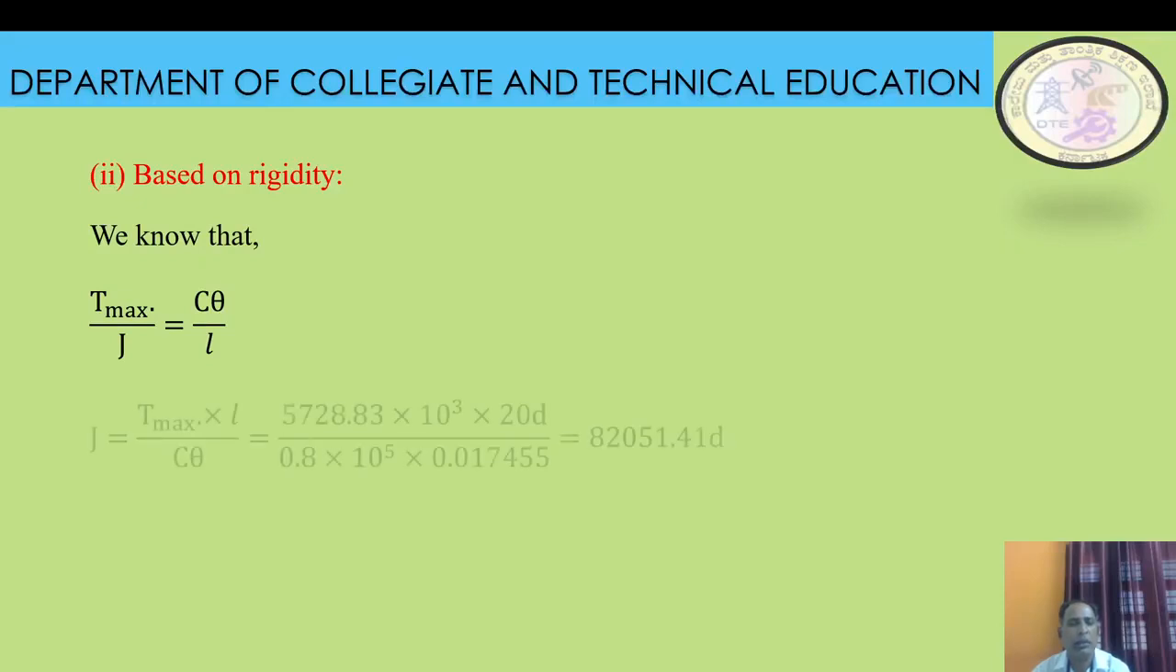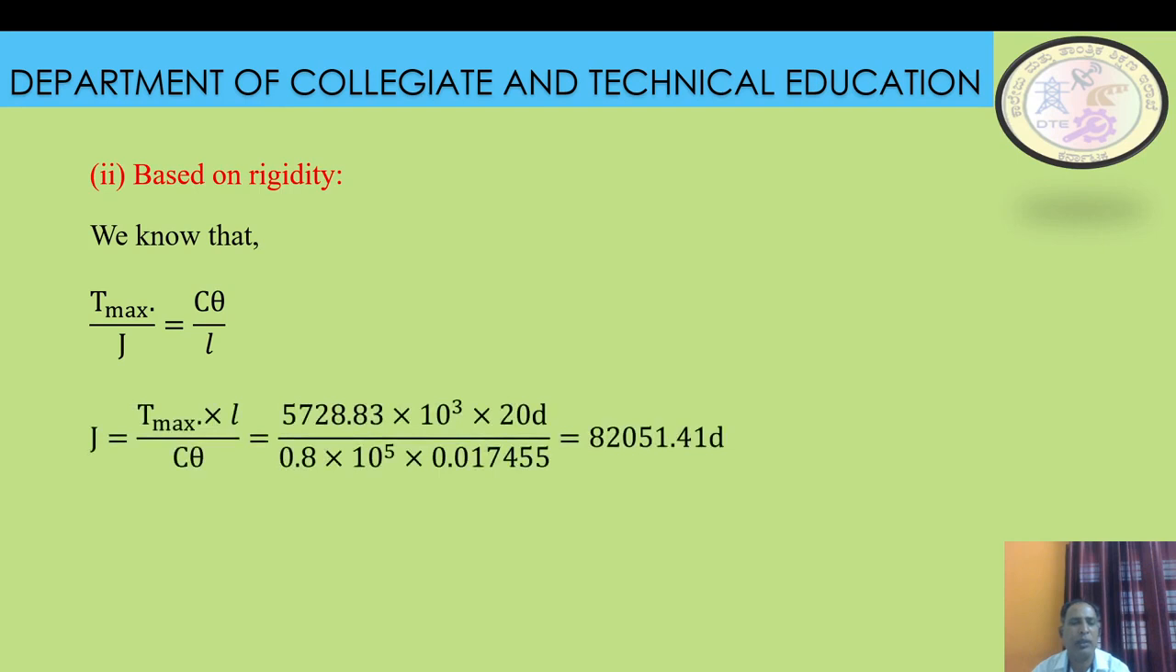Then based on rigidity, we know that T by J is equal to C theta by L, that is, T maximum by J, the polar moment of inertia, is equal to C theta by L. The modulus of rigidity is given, the angle of twist is given, length is 20 times the diameter, and J is required to calculate. First we'll calculate J, the polar moment of inertia for a shaft. Therefore J is equal to T maximum into L divided by C into theta. By substituting the value of maximum torque, length of the shaft, modulus of rigidity and the angle of twist, we have J in terms of d.